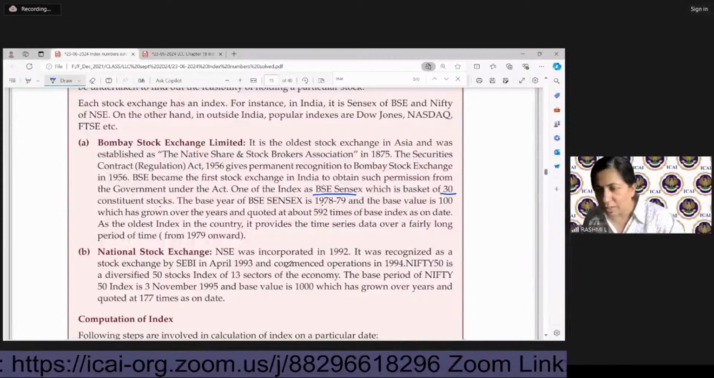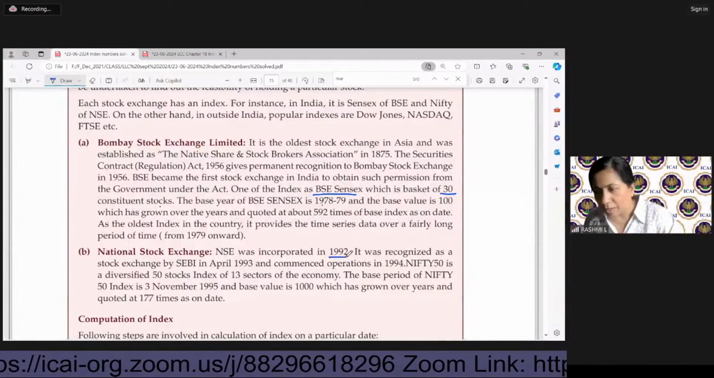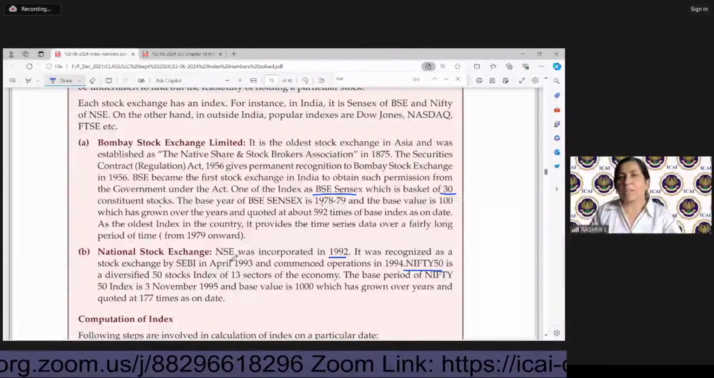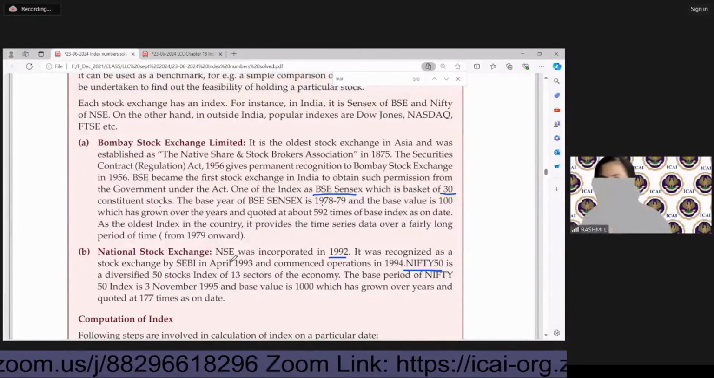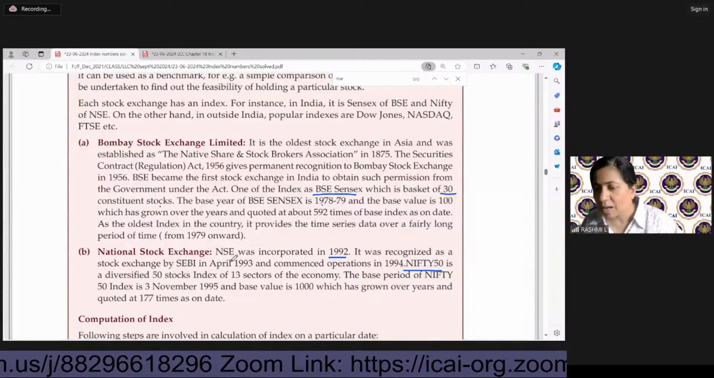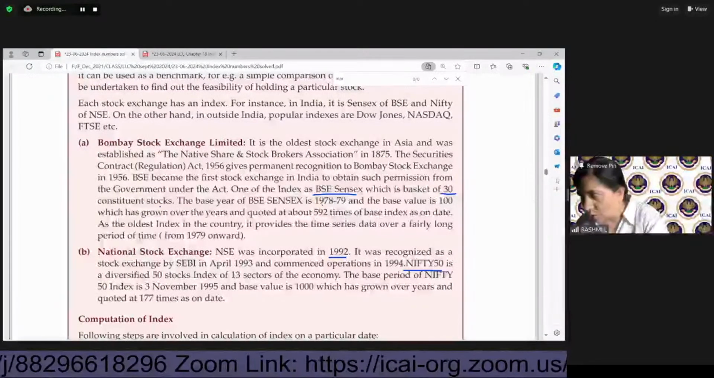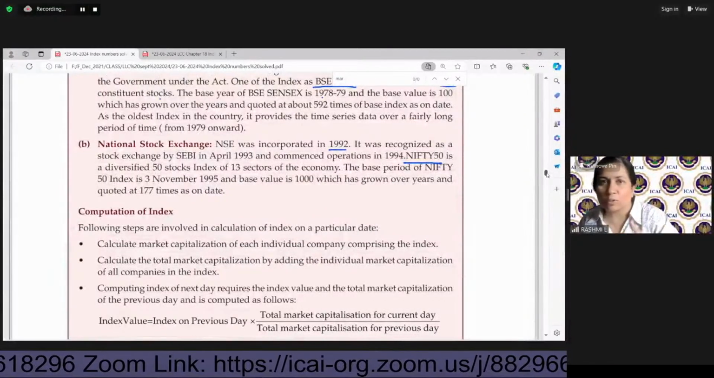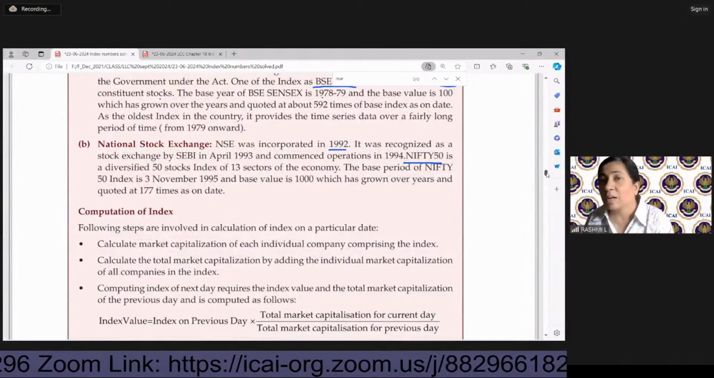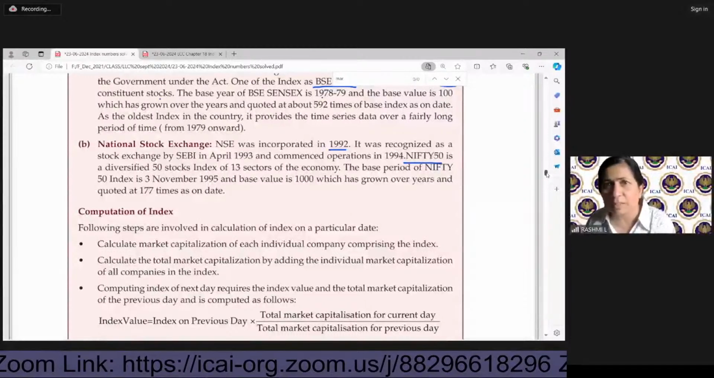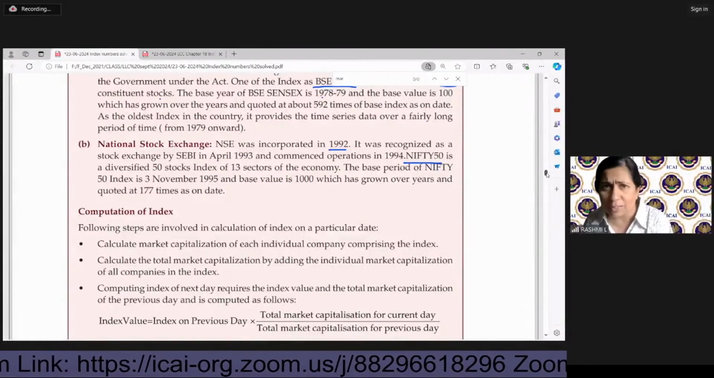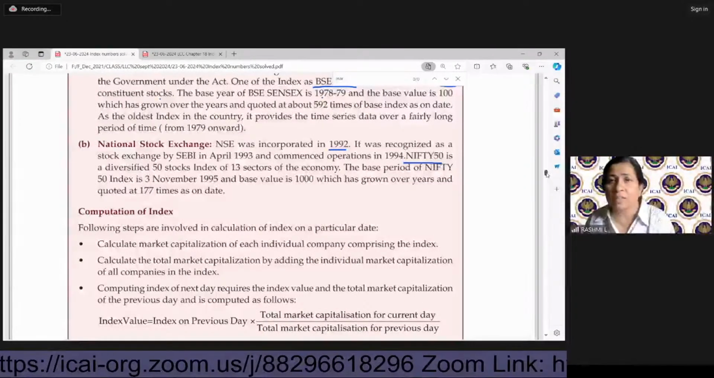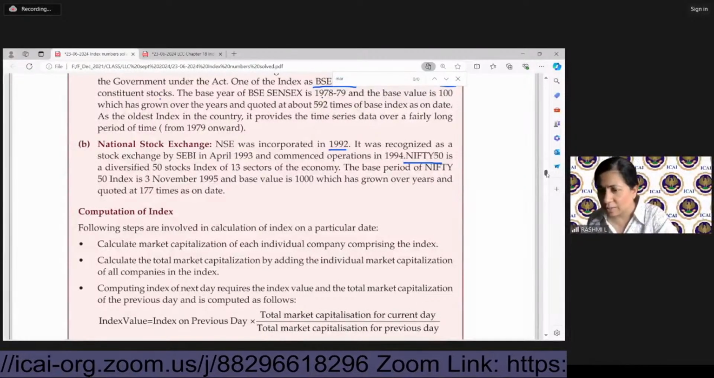Then the National Stock Exchange was incorporated in 1992 and you have Nifty 50, which is a diversified basket of 50 shares from different sectors. We use that as a benchmark to compare how the market is doing vis-a-vis other markets, that is the world market, global market, or whatever political situation is in the country. So the economic conditions are affecting our stock exchange.